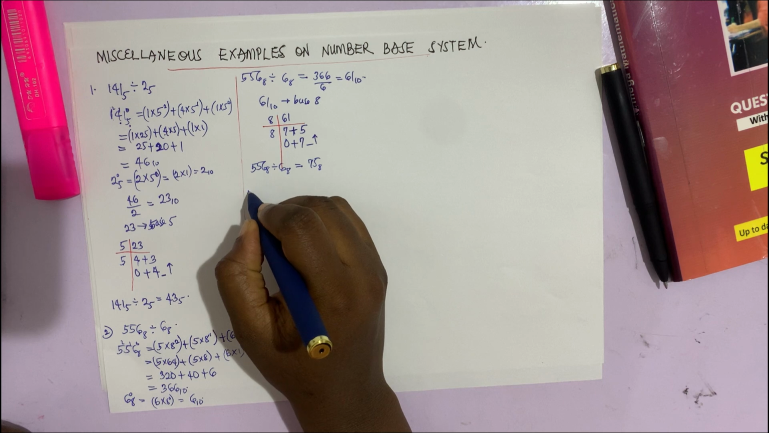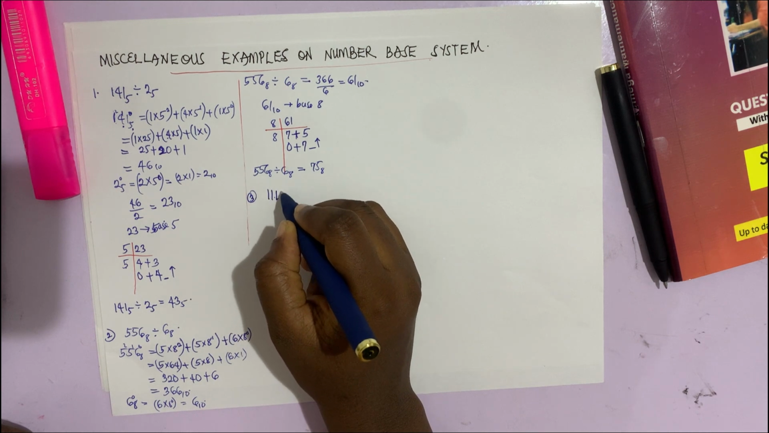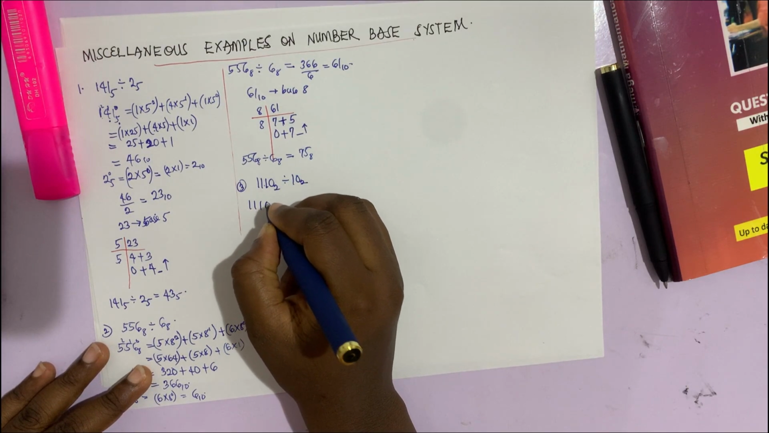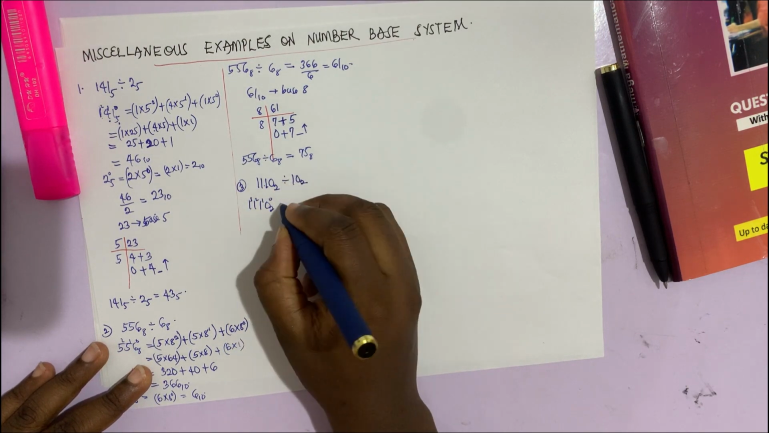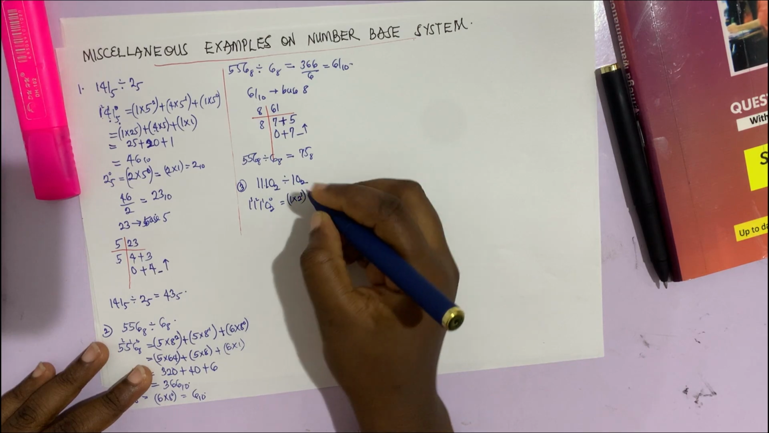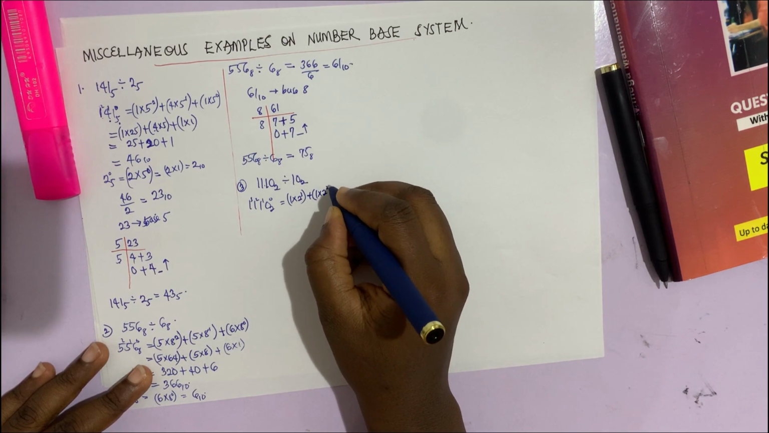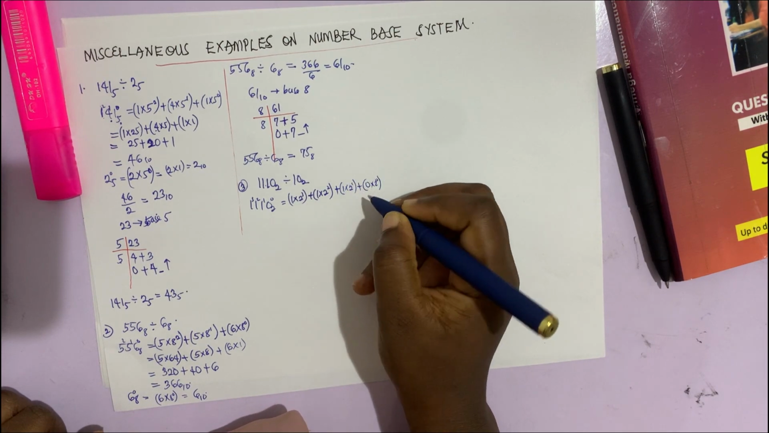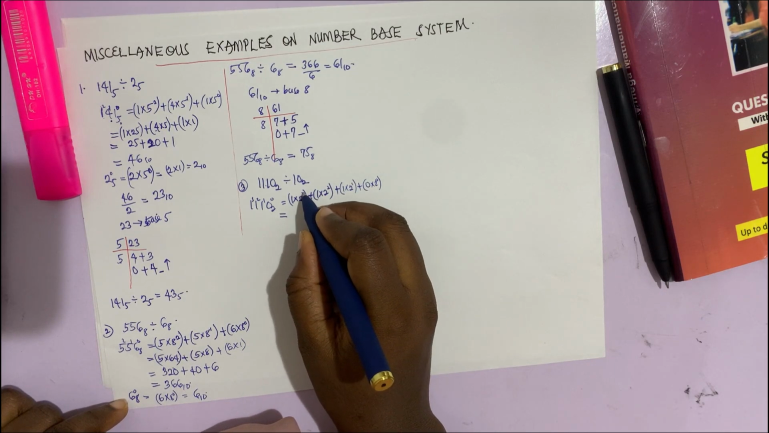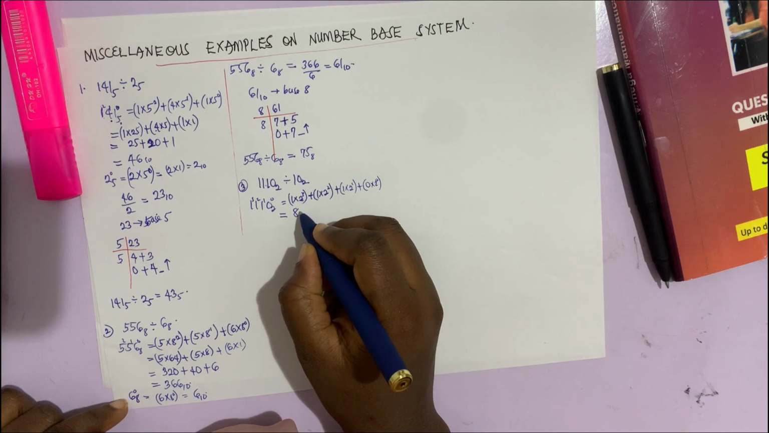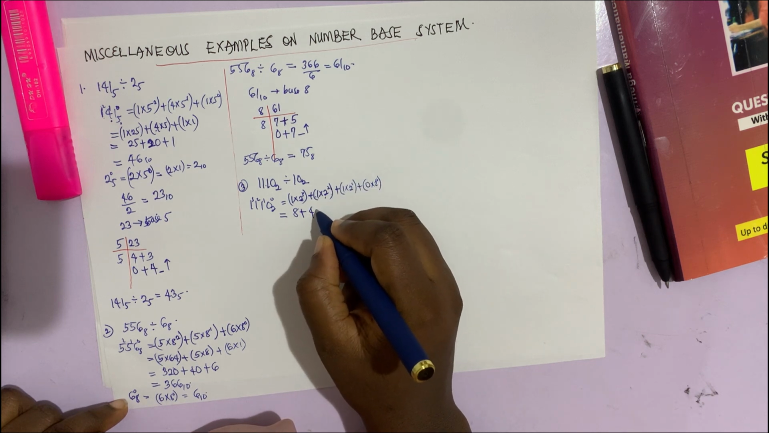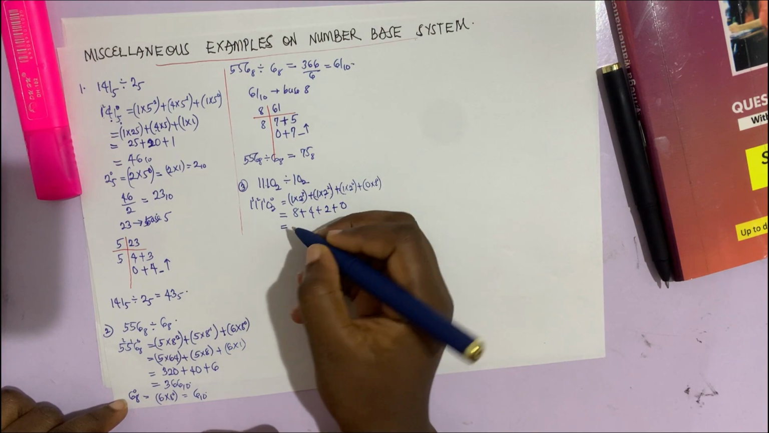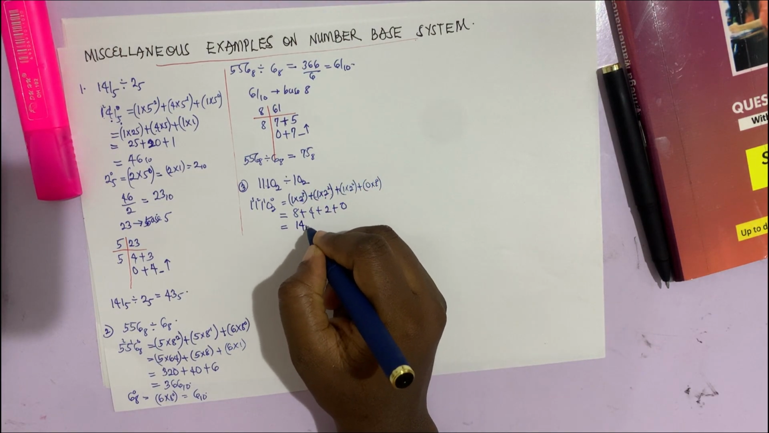And finally the last question, 1110 base 2 divided by 10 base 2. Convert this to base 10. 1 times 2 to the power 3, plus 1 times 2 to the power 2, plus 1 times 2 to the power 1, plus 0 times 2 to the power 0. 2 to the power 3 is 8, 8 times 1 is 8. 2 raised to the power 2 is 4, 4 times 1 is 4. 2 raised to the power 1 is 2, 2 times 1 is 2. And 0. So we have 8 plus 4 plus 2, 14 base 10.